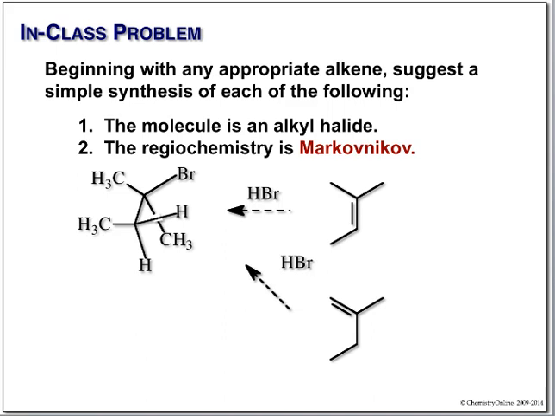How about this reaction? Where is the Markovnikov carbon? It's here. Bromine goes to this carbon, hydrogen goes here. That works too. Is that the only one? We can do this again, can't we?